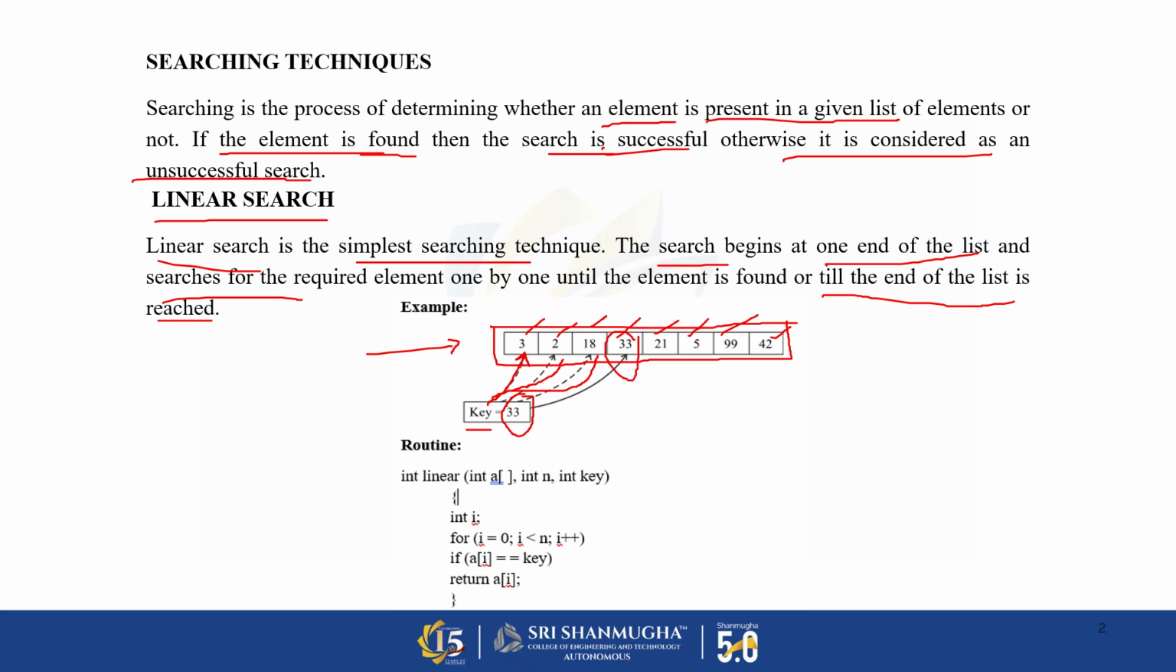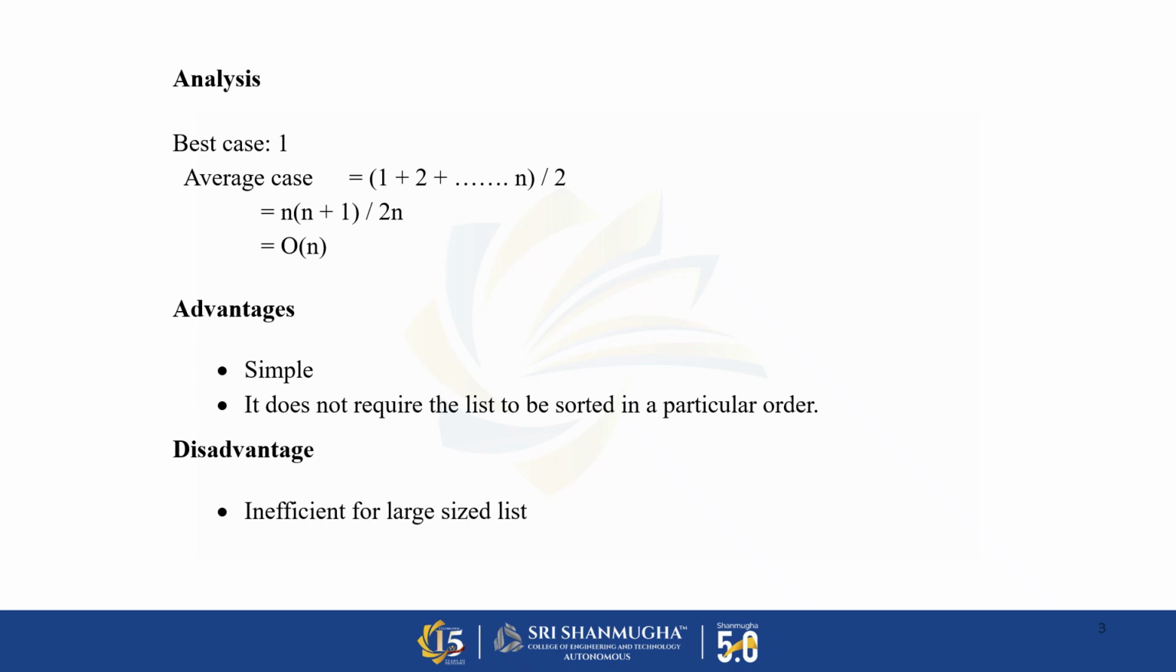And this is the routine: integer linear search, with integer a, integer n, and integer key. So first integer a and number and key. For integer i equal to 0, i less than n, i plus plus. If a[i] matches the key, we return i, and finally we have found the number. So this method is what we use for the linear search technique.